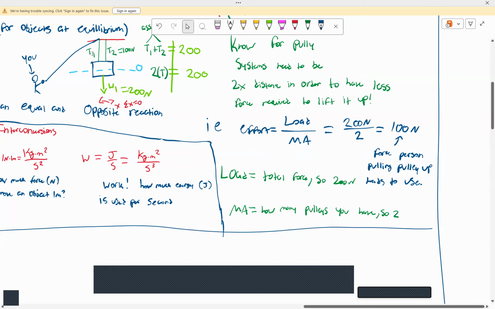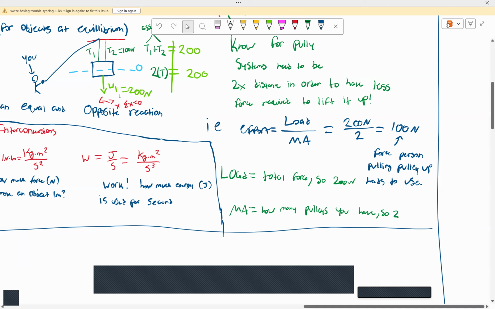So 100 newtons, because these two tension forces divide the force amongst each other, right? It's more or less like if you have a group project, it takes less effort to contribute to or complete the project than if you were just doing it by yourself. Or at least if you have competent classmates. If not, then it can take a little longer. But that's neither here nor there for this.